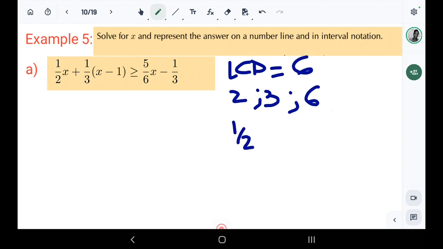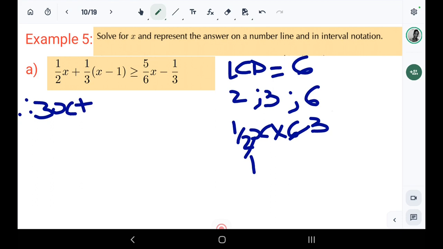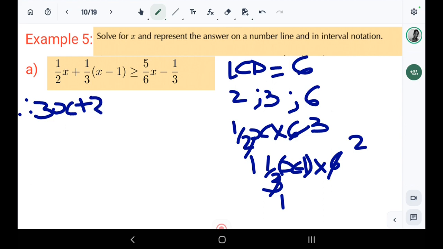So that's 1 over 2 x multiplied by 6. 2 goes into 2 once and into 6 3 times. So you multiply all that by 3. So that becomes, therefore, 3x plus 1 over 3 in bracket x minus 1 multiplied by 6. 3 goes into 3 once and into 6 twice. So you multiply that by 2. That becomes 2 multiplied by x minus 1.